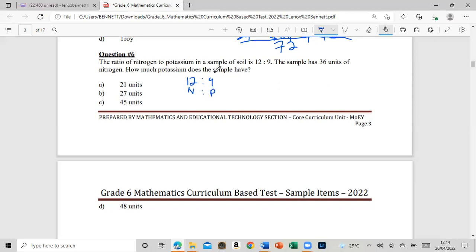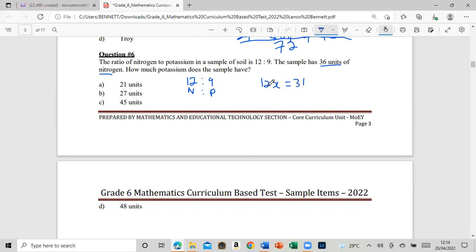So nitrogen is given, very important. You said nitrogen to potassium, so that's nitrogen to potassium. And he said the sample has 36 units of nitrogen, so they gave us nitrogen. So let's see now, what is he saying? 12x is equal to 36.